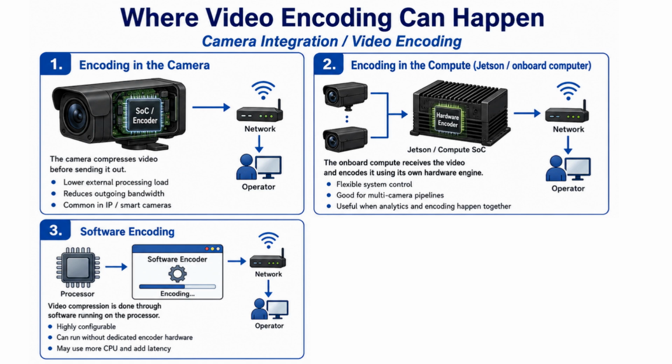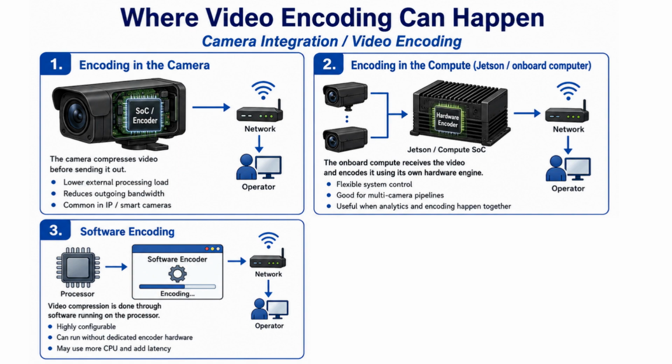Video encoding can be performed at different points in the camera system. Some cameras include an onboard system on chip, or SoC, that compresses the video before transmission. Encoding can also be handled by the main compute platform, such as an NVIDIA Jetson, using its dedicated hardware encoder. A third option is software-based encoding, where the compression is implemented through programming on the processor.